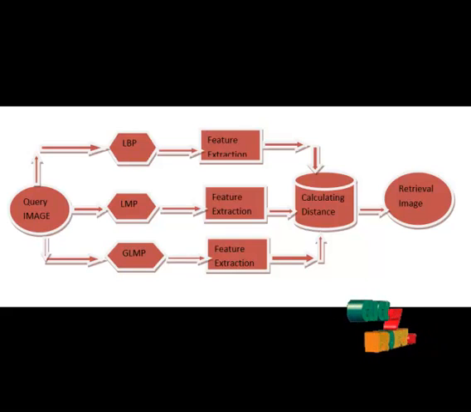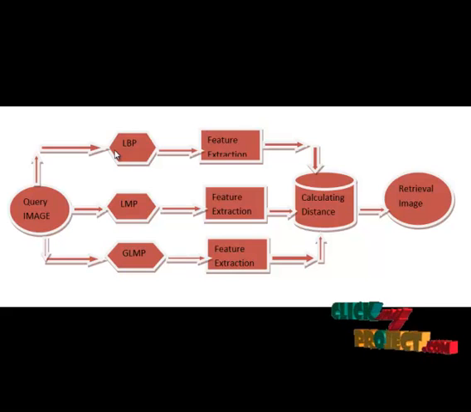This is the flowchart of our paper. We have to select the input image, that means the query image. We have many types of query images saved in the database, and we select any one of them. First we extract the local binary patterns. In the local binary patterns, a pixel value is computed by comparing it with its neighboring gray values, and it extracts the features of the query image.